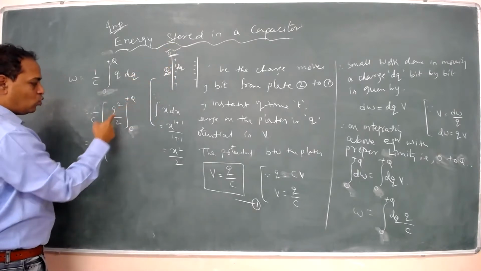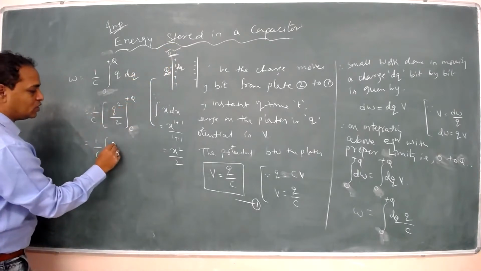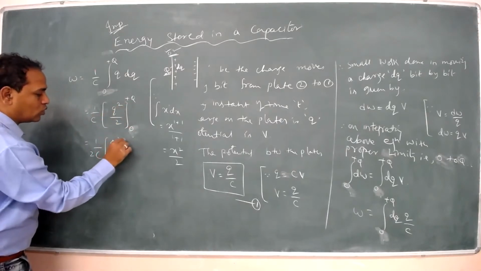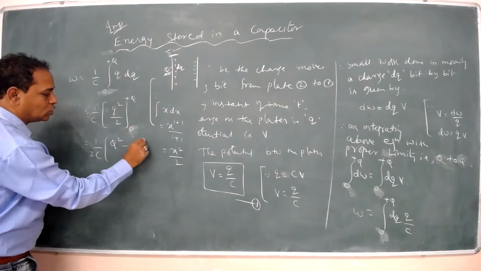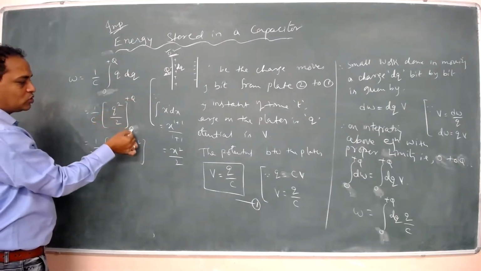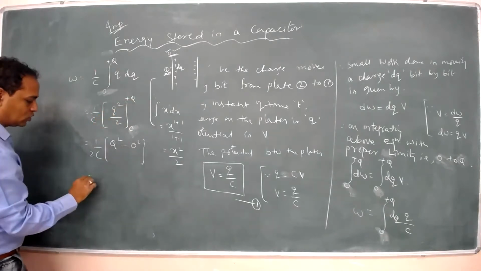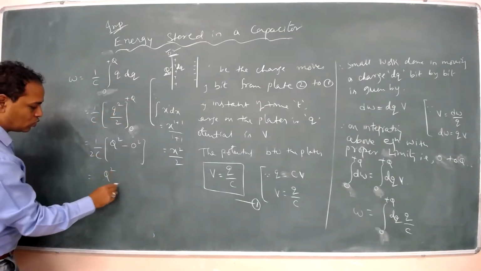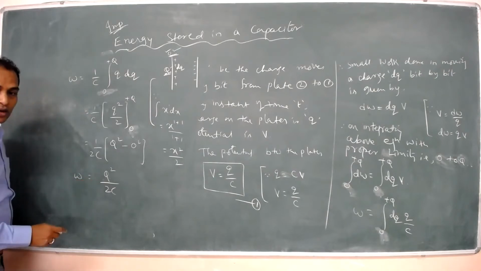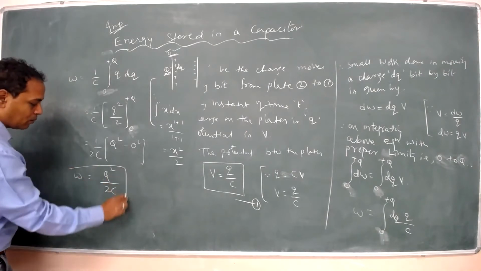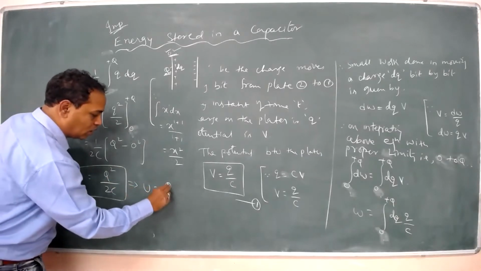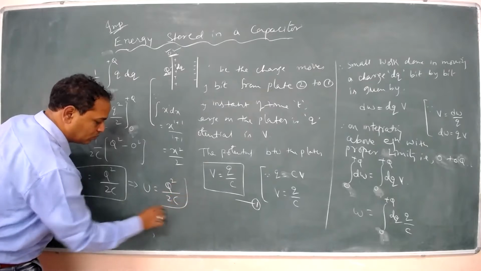Now we can substitute this value. This 1/2 will keep outside. Therefore Q square minus this will become 0 square. So once you substitute capital Q, and once you substitute the 0, this will become Q square by 2C. So this is the work done. This work done is stored as potential energy, and this is called U, which is equal to Q square by 2C.